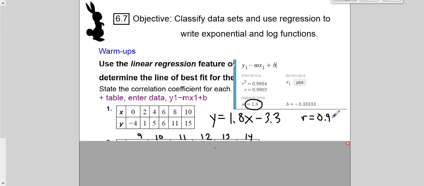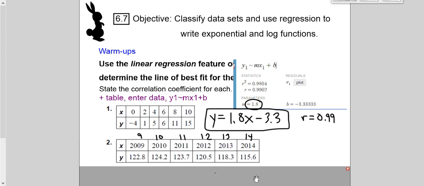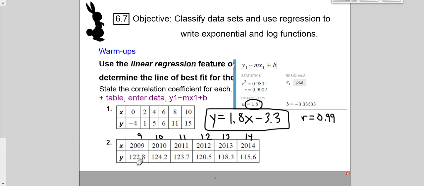Remember, we want R to be close to 1 or close to negative 1. When it's a positive R, it's a positive correlation. If it's a negative R, it's a negative correlation. So here's our answer for number 1. Do it again for number 2. I don't want you to use 2009, 2010; use 9, 10, 11, 12, 13, 14, and these numbers. Put those into Desmos and see what you get.